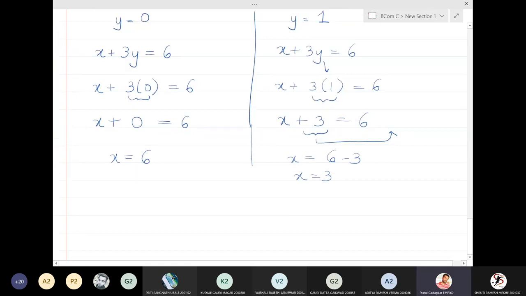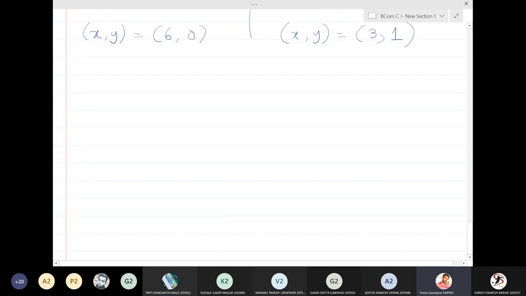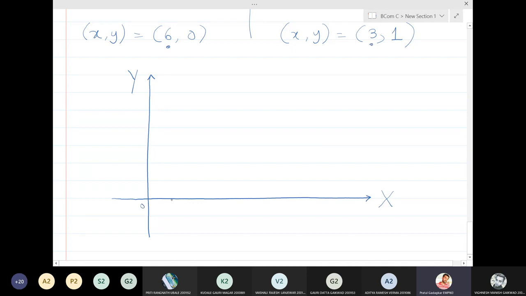So what is the pair I'm getting now? x comma y: x is 6, y is 0. In this case, x is 3 and y is 1. So we will go to the picture now and draw the line. On the x-axis and y-axis, on the x-axis I need 6 and 3, so I will have to go till 6. On the y-axis, I have to go only till 0 and 1, so only this much is enough.